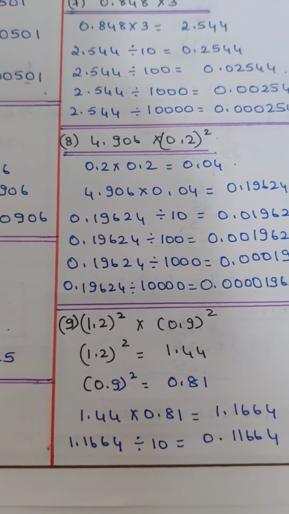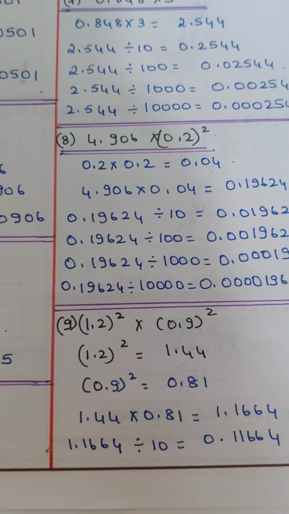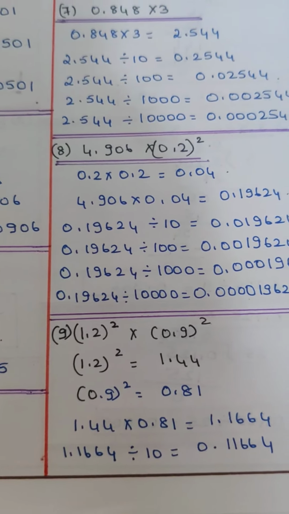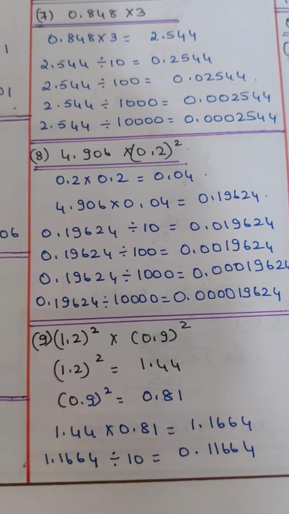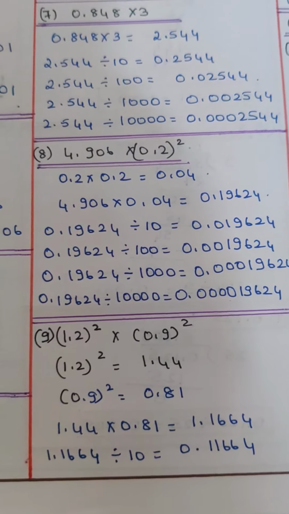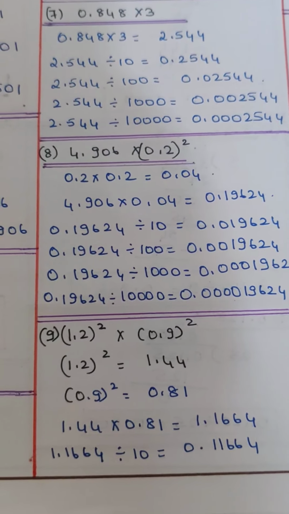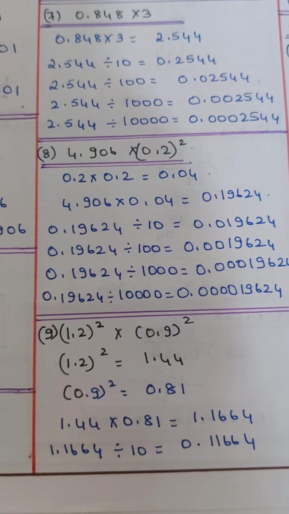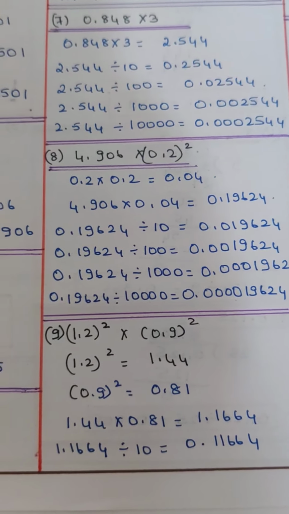The last sum in this question, 1.2 the whole square into 0.9 the whole square. 1.2 the whole square is equal to 1.44. 0.9 the whole square is equal to 0.81. Therefore 1.44 into 0.81 is equal to 1.1664. Alright, therefore 1.1664 divided by 10 is equal to 0.11664.